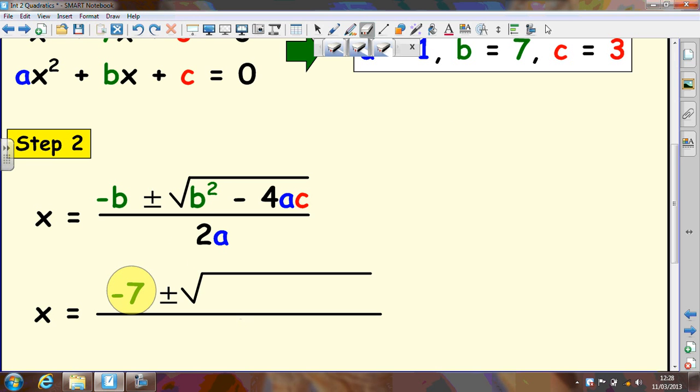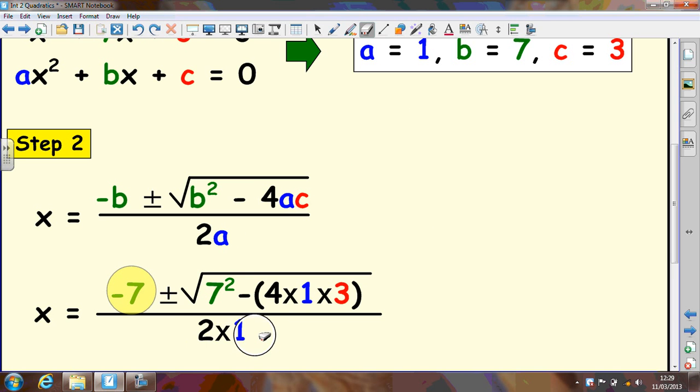B squared is 7 squared, so we can write that down. Take away, again important to put a take away there, some people put a plus. And we've got 4 times a times c. Now I generally put this in brackets. It's the easiest thing to do, so you're doing 4 times 1 times 3. All over 2 times a. Now a is 1, so 2 times 1 at the bottom.